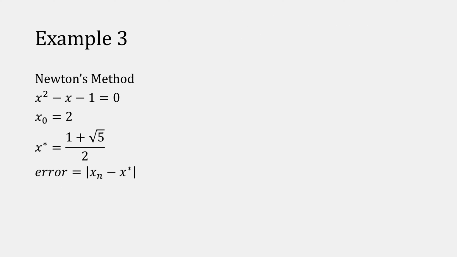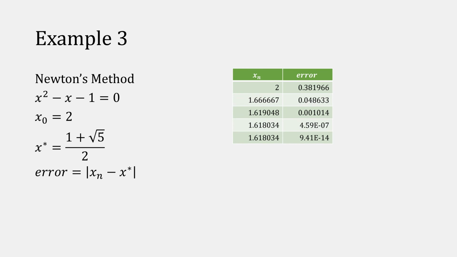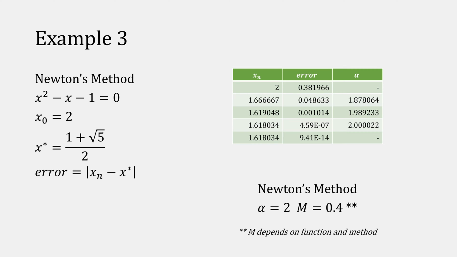Let's do one last example of computing alpha, in this case, Newton's method. Using our same example function from earlier, let's start from the value of 2. This converges relatively quickly, as you can tell. Afterwards, we can compute our errors, and then compute our value for alpha, which is going from anywhere between about 1.9 to 2. And Newton's method is normally quadratically convergent, meaning alpha is 2. And in this example, m is about 0.4, but note that that's going to change depending on a few factors.